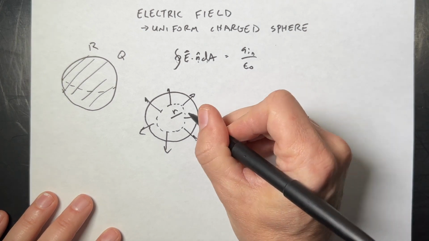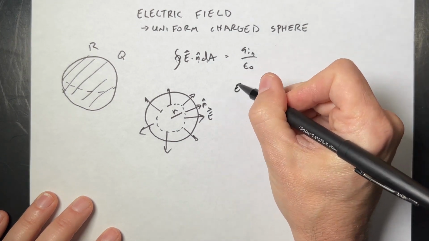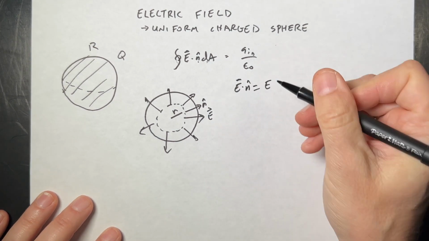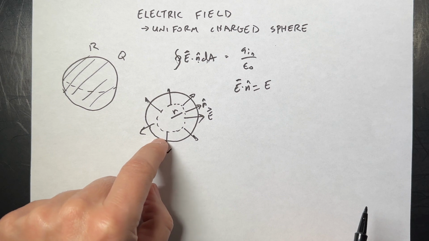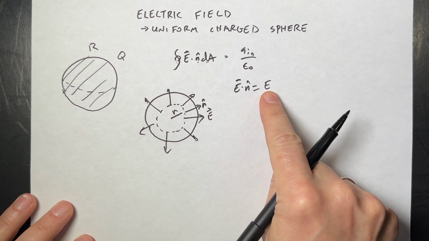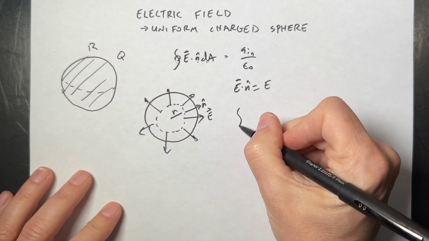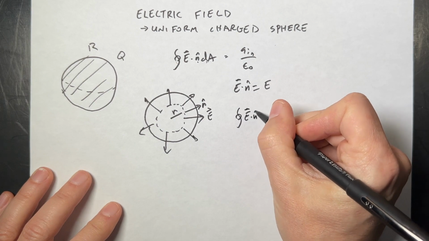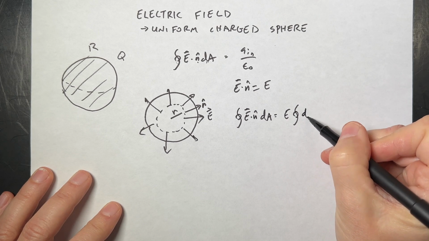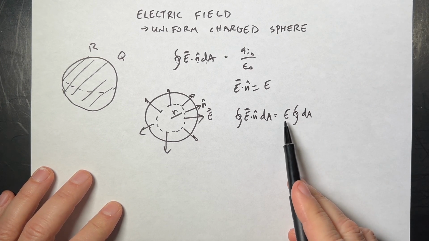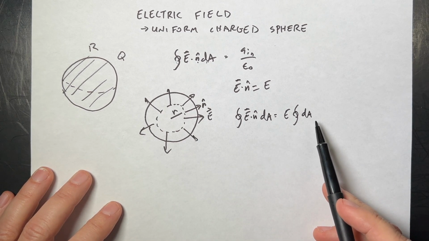So here's my E, and n hat is going to be in the same direction. So E dot n hat is just going to be E, because E and n hat are always in the same direction because of the sphere that I picked. And E is constant on the surface of that sphere. So I can say the integral of E dot n hat dA is E times the integral of dA. I can pull the E out since it's constant. Now I just have to integrate the area element dA over the surface of that sphere.